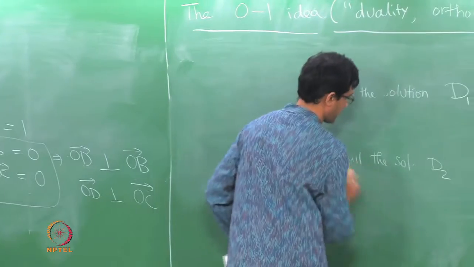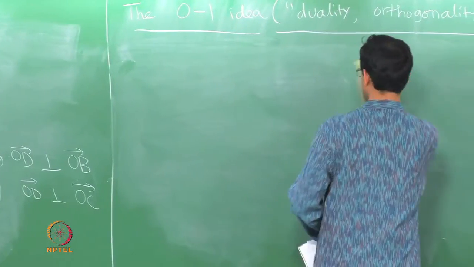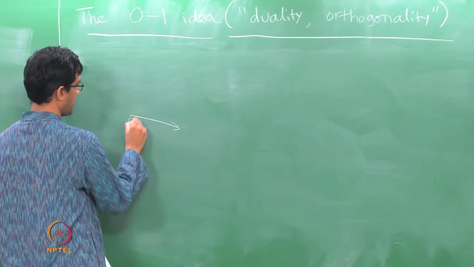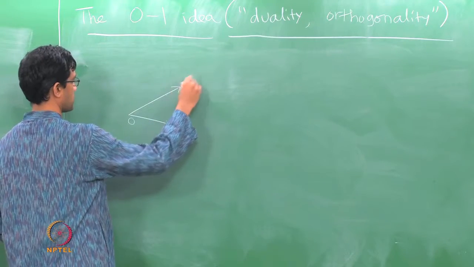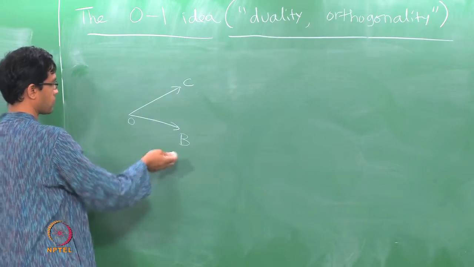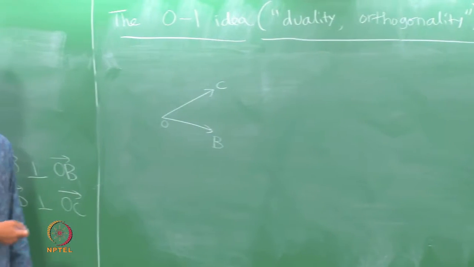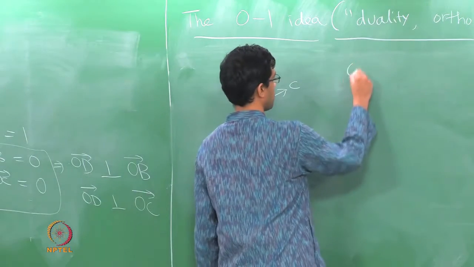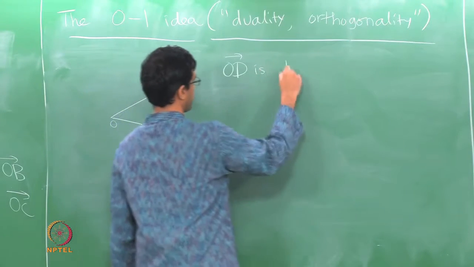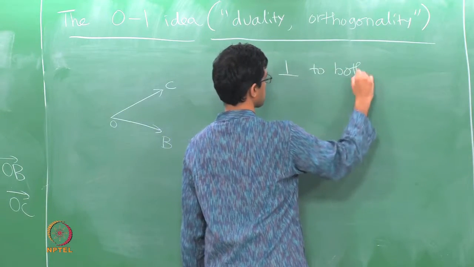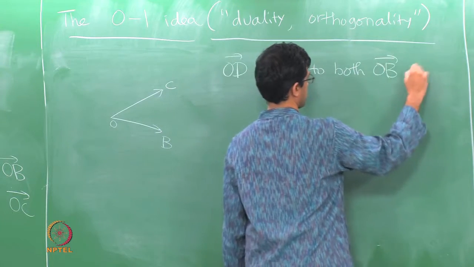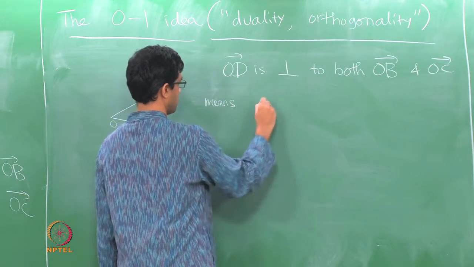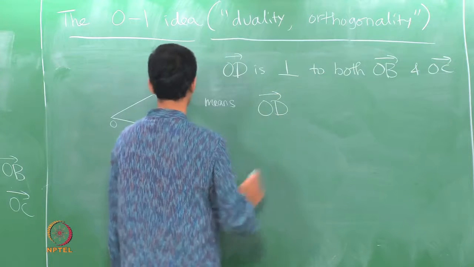And so this vector OD that we are looking for is a vector which is perpendicular to both OB and OC. Okay. So if I have two vectors, let us say OB and OC, and I am looking for a vector which is perpendicular to both of them, then this vector is given by, well, the easiest way to get it is by what is called the cross product of these vectors. So observe, OD is perpendicular to both OB and OC means OD in fact lies along the cross product of these vectors.